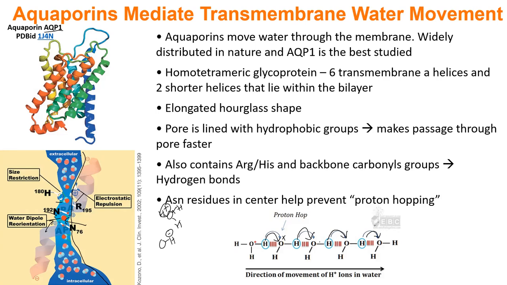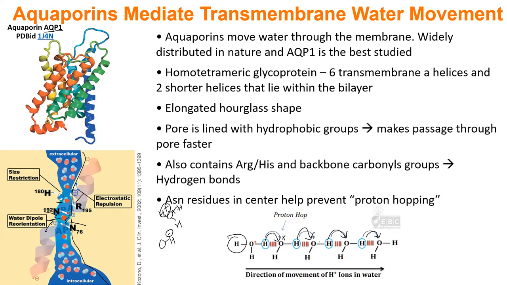And if you measure the speed of hydrogen moving through water, like if you could label a hydrogen and just measure its diffusion rate, it diffuses much faster than you would ever predict by pure movement alone. And that's because hydrogens travel through proton hopping. It's just passed from one molecule to another. Now that we know what proton hopping is, these central asparagines prevent that from happening, which is a good thing.